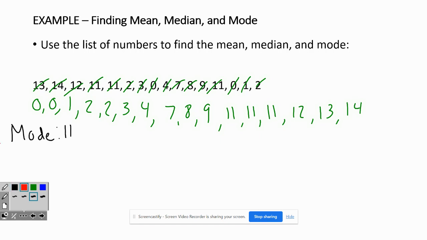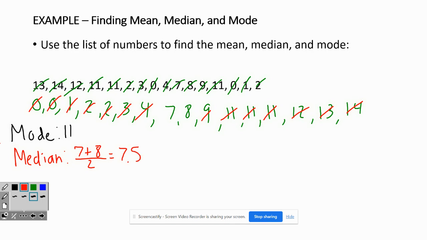All right, and then to get the median, we start marking those numbers off till we get to the middle. Again, we have a place where we're stuck and we have to figure out the median from the two numbers that are in the middle. So we would add 7 and 8 together and divide that by 2. And so our median would be 7.5.